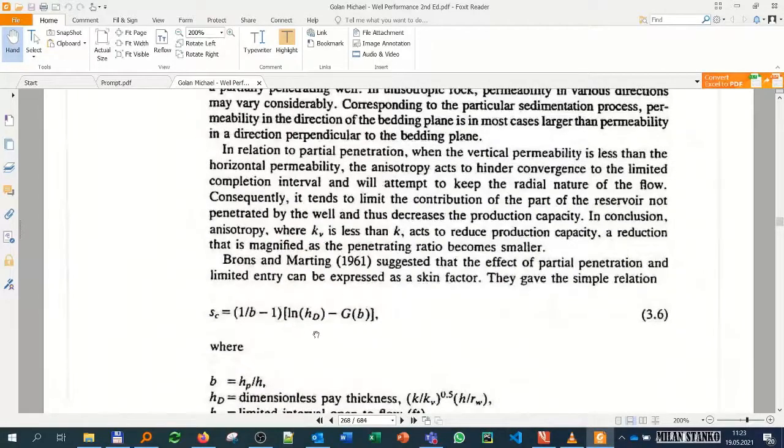So I just encourage you, if you want to know more, to check this chapter in the book by Golan and Whitson. But also be careful when computing that term, remember that it might be very small compared to other terms in the IPR, or actually doesn't change much the productivity index. So always be careful. It's necessary to compute it and calculate it, but at the end it might not be that important for the productivity of your well.